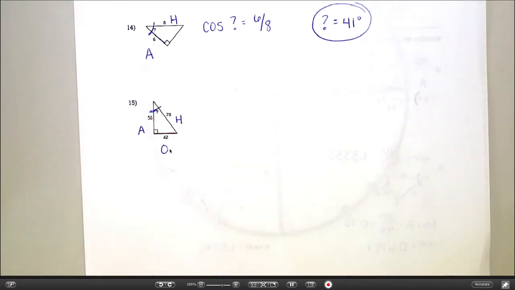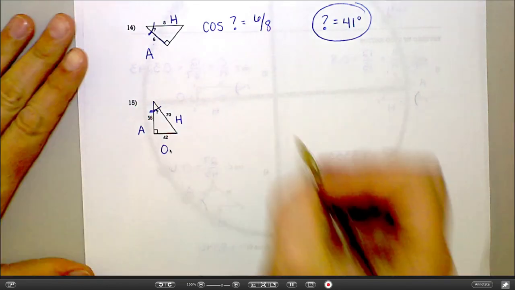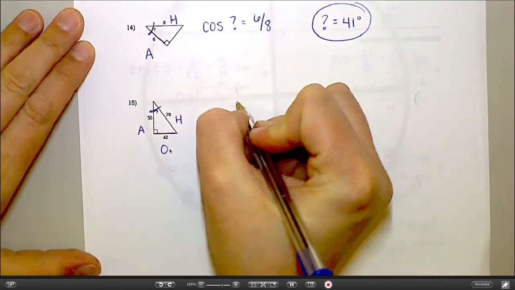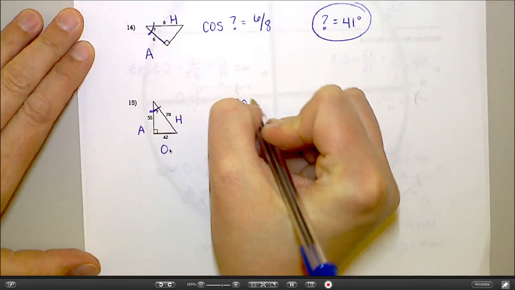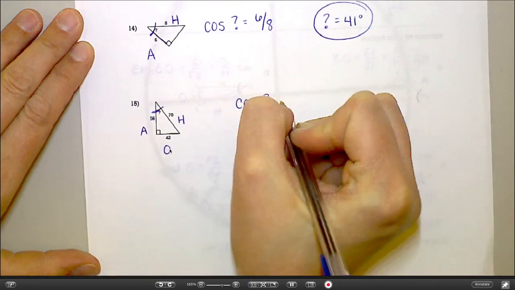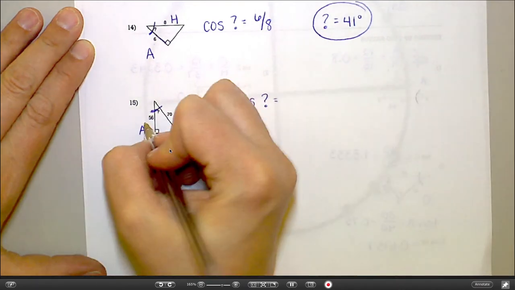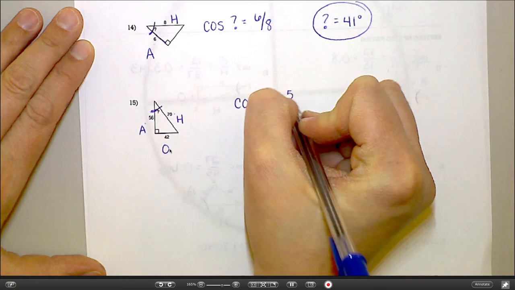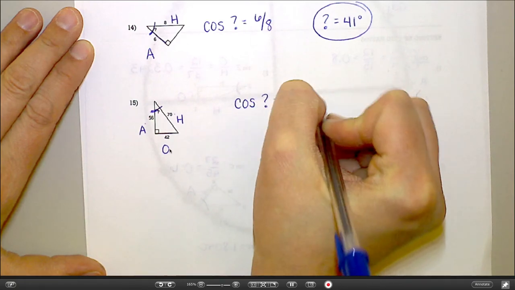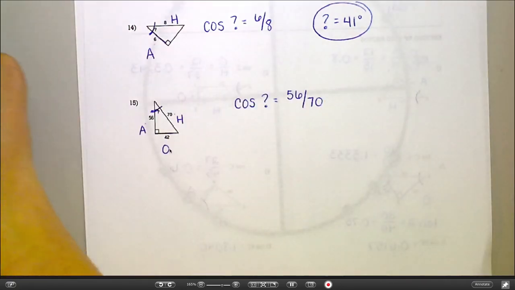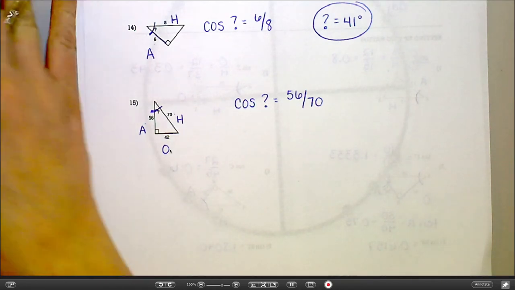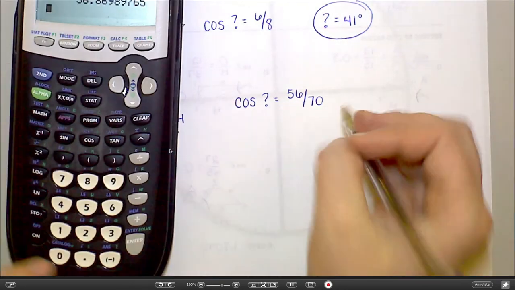Cosine? Okay, I'll use cosine. But somebody out there do the other ones. So somebody try it with sine and somebody try it with tangent. Everybody try something. I'm going to do it with cosine. So cosine of question mark is 56 over 70. So I'm going to do second cosine 56 divided by 70. And I come out with like 37 degrees.